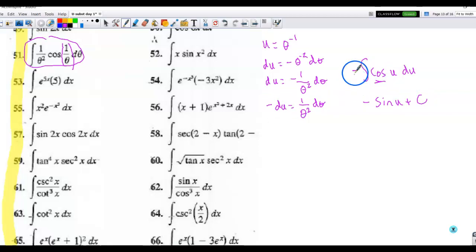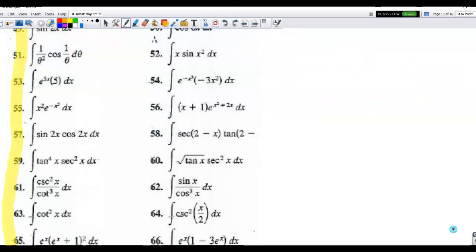Now the negative came from right here when we divided it to the other side, but when I take the antiderivative of cosine, I get sine. And then of course I'm going to replace my variable back in here to get my final answer. Mainly the purpose of the video is actually identifying u and going through the process.